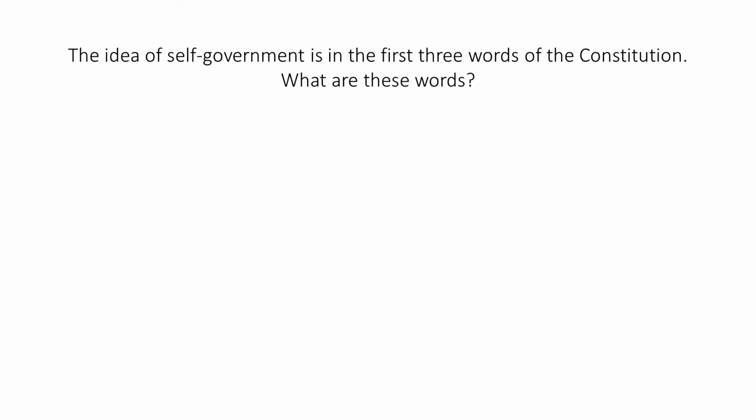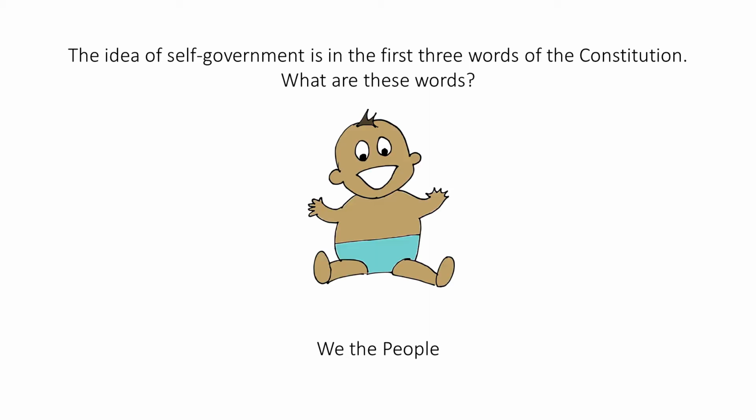The idea of self-government is in the first three words of the Constitution. What are these words? We the people. When you hear this question, think of a baby saying her first three words. To help you remember the answer, imagine that she's saying, "We," and grabbing a handful of toy people. We the people.